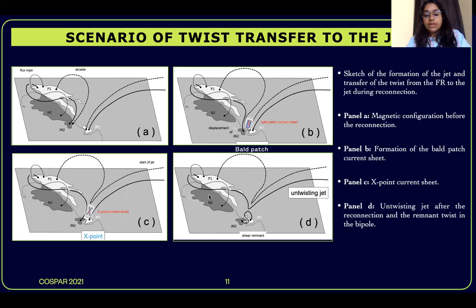So we conclude that the flux rope was extended towards the south, and due to the small scale photospheric surface motions, the twist was transferred from this flux rope to the jet. After the ejection of the jet, a remnant part of the twist remained in the small bipole region, and the rope did not erupt.